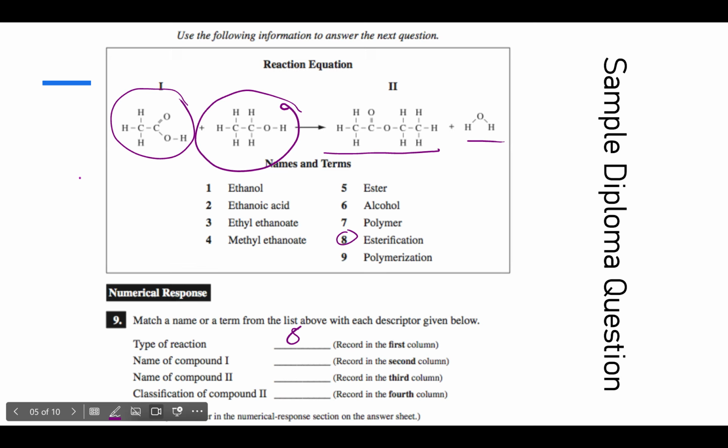Name of compound 1. So compound 1 is right here. That is a carboxylic acid. There's 2 carbons in the main chain, so it'd be ethanoic acid, so number 2. Name of compound 2. Compound 2 is looking at our ester, the product. You always name the part of the alcohol first. So this would be ethyl ethanoate, so number 3.